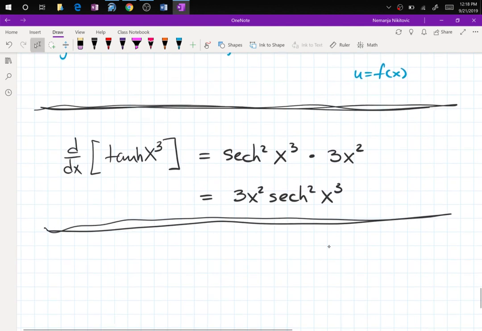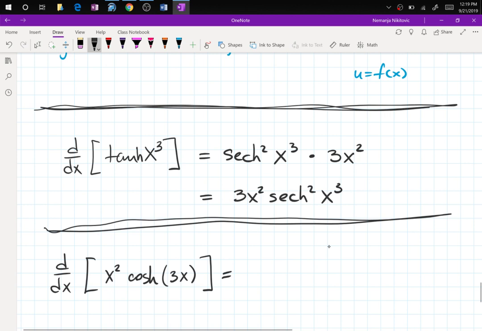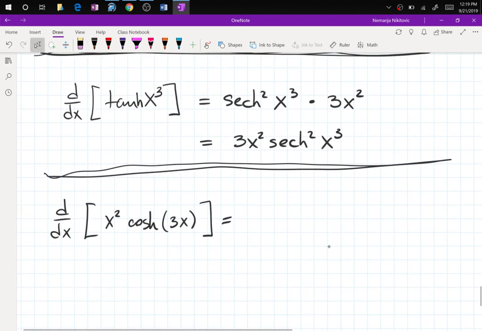Let's do another example for derivative before we jump into integrals. So how about something simple, not too spicy. So how about we go with x squared times cosine hyperbolic of 3x. That should not be too spicy.